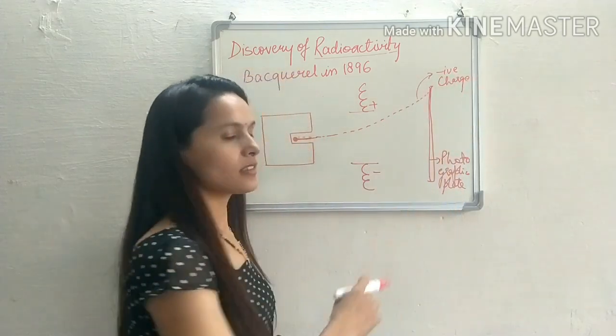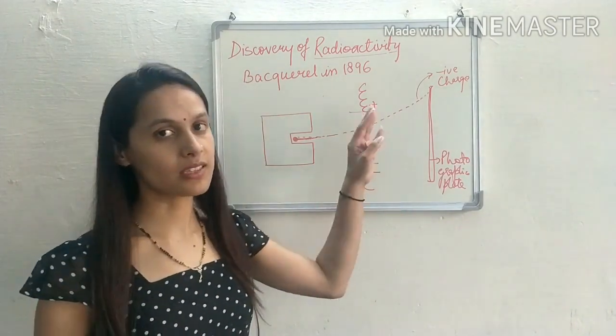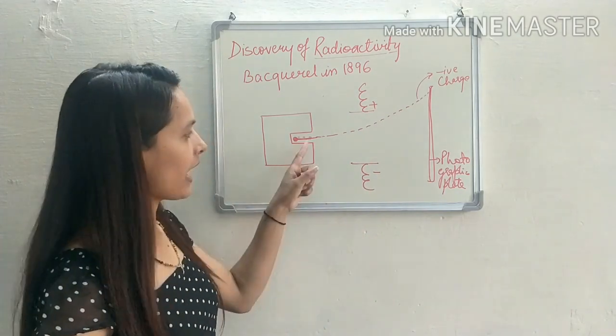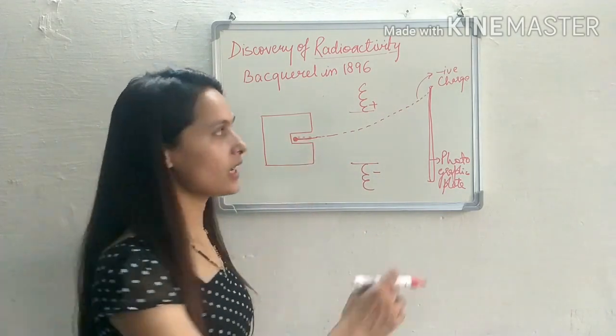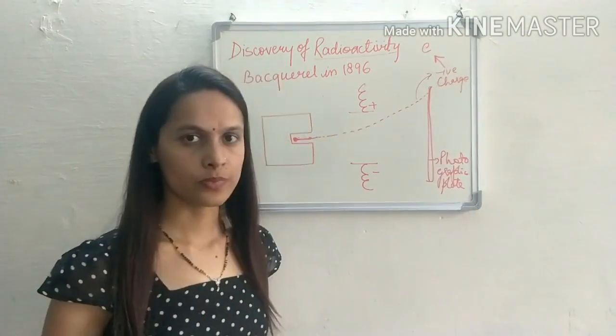The ray contains negative charge, and when Becquerel studied about this negative charge ray, what he found? He found that this negative charge is nearly equivalent to that of the electron.